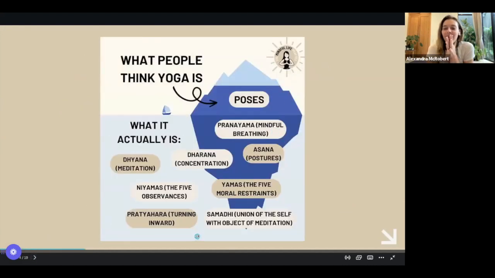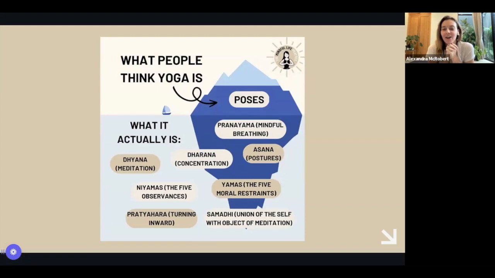Okay, so someone mentioned this graphic. I think it was Claire that mentioned it, and this was something that I worked on the other day on Canva. I think it's really common that people think that yoga is just this practice of asana, just the poses, and so much of it gets lost. So there's actually 8 limbs of yoga, and that's what I've included in this graphic, underneath the iceberg. There is the yamas, which are the 5 moral restraints, the niyamas, which are the 5 observances.